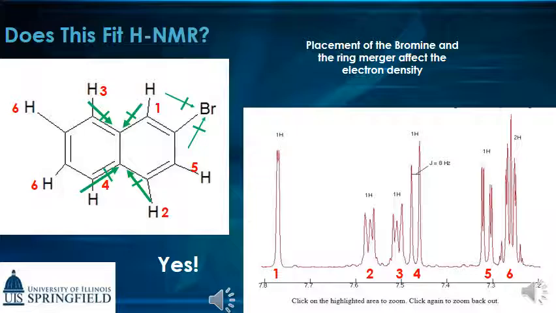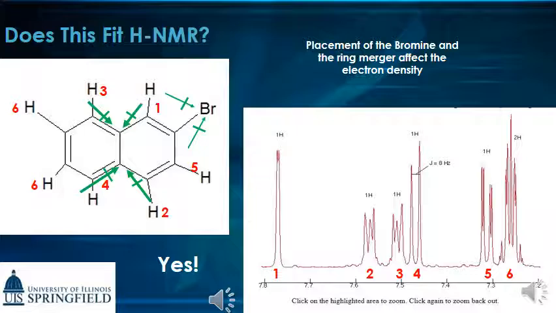Now, para to that proton is going to be our second proton. As you can see, it's just as close to the merger as the first one, but now it has an additional carbon between it and the bromine. So its downfield shift is going to be a little bit shorter.